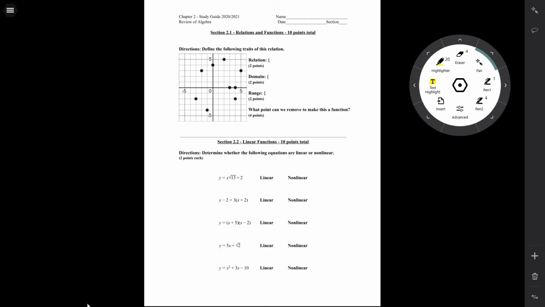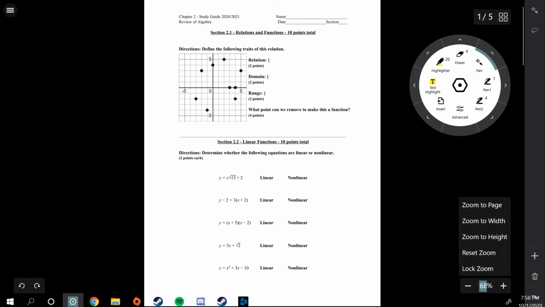I'm intentionally not posting this answer key, so you actually need to watch through and fill in some of these, but if you want to just follow along and copy everything down as I do it, that's totally fine. Submit this before you take the test, and you will get 10 extra credit points completed. So let's jump right into it.